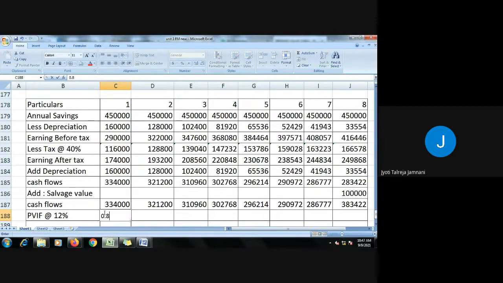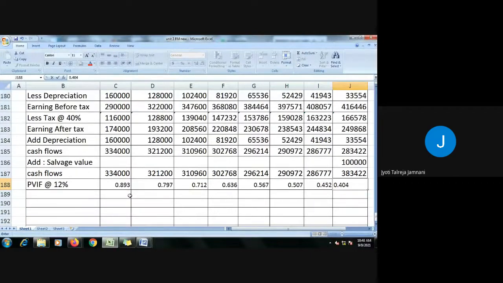0.893 for the first year, 0.797, 0.712, 0.636, 0.567, 0.507, 0.452, and 0.404. So this is the present value interest factor.